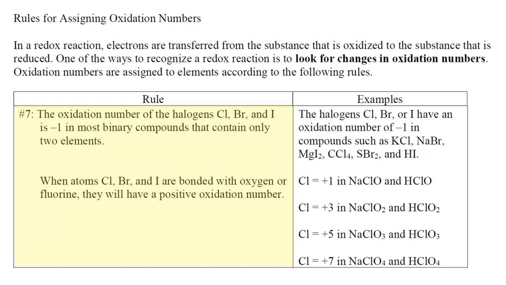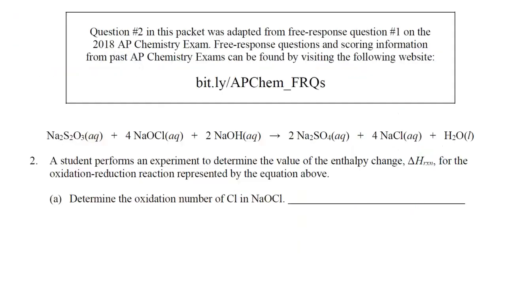Now, as for the halogen, chlorine or bromine or iodine, normally the oxidation number of those halogens would be -1 in most binary ionic compounds. But it says in this particular rule that when atoms such as chlorine, bromine, and iodine are bonded with oxygen or fluorine, they will have a positive oxidation number. So we can expect the oxidation number of chlorine to be a positive number when bonded with oxygen. And that's what we have in this example.